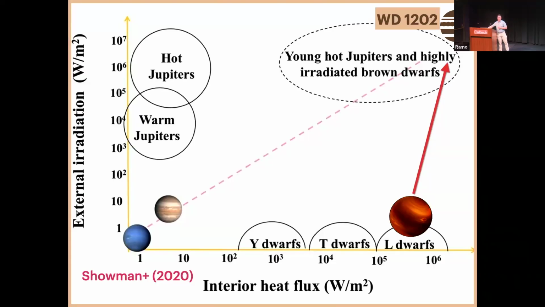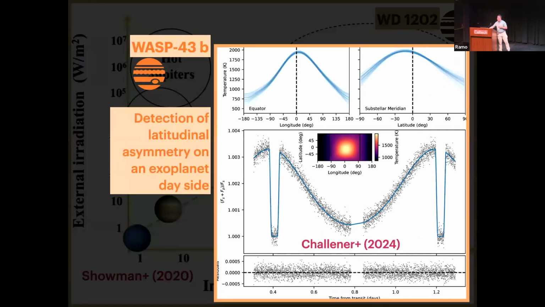To these high external irradiations. Of course, you have a different SED for your host, but that's a different story. But if you're familiar with some of the recent results of Ryan Challoner, Megan Mansfield, and many other folks out there, I'm glossing over many names, there have been these detections, evidence for detection of latitudinal asymmetry in the brightnesses of these, which you then compare with models of circulation for these close-in planets.